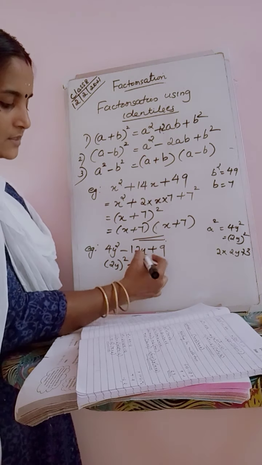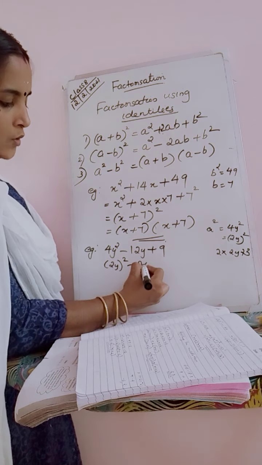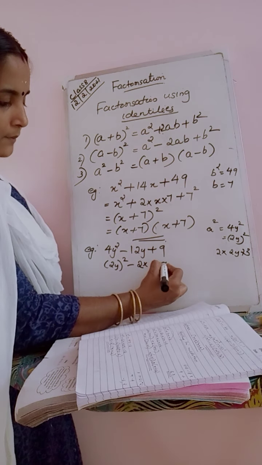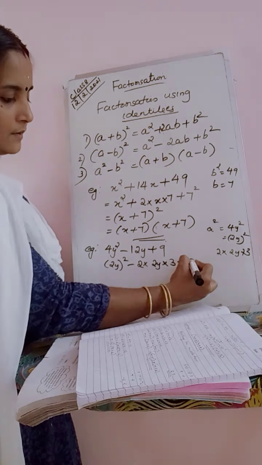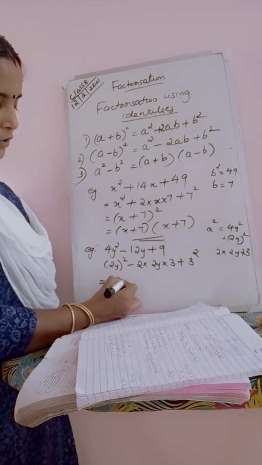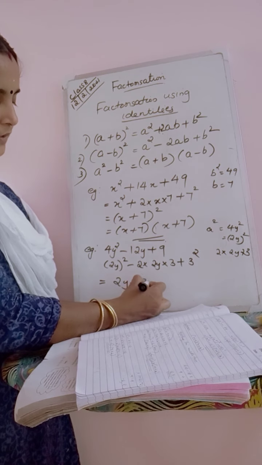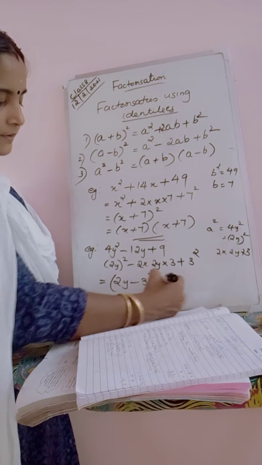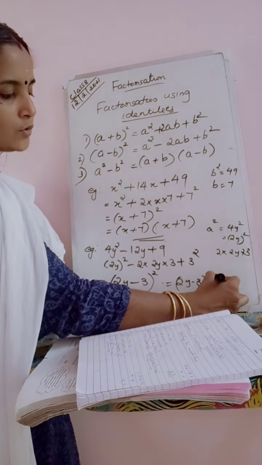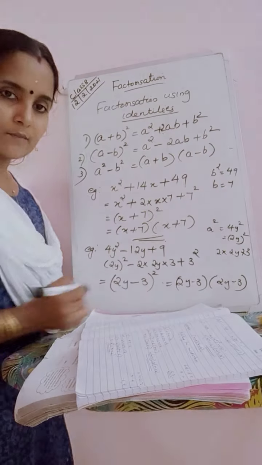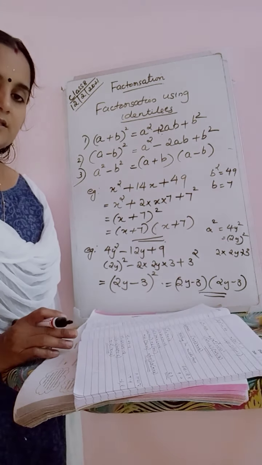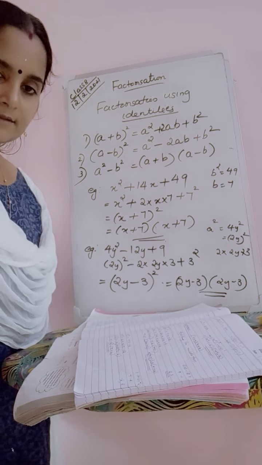So split this 12y as minus 2, a is 2y, b is 3, plus b square. So this is the expansion of which one? 2y minus 3 the whole square. That is 2y minus 3 into 2y minus 3. Okay. In this way we can apply the identity and convert it into product of factors.